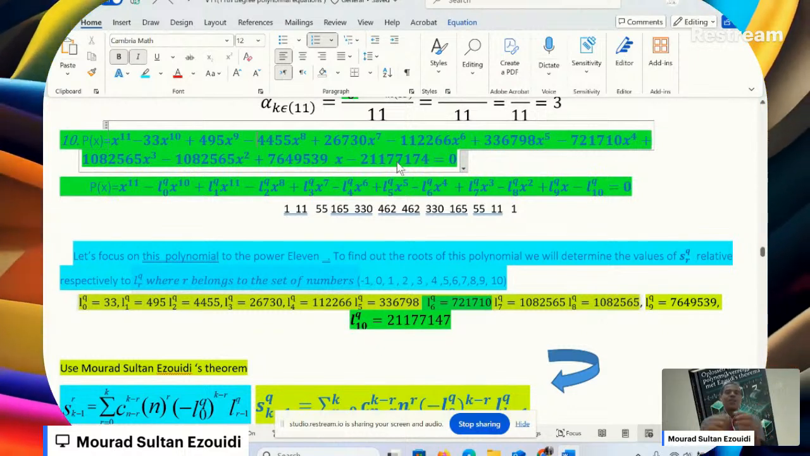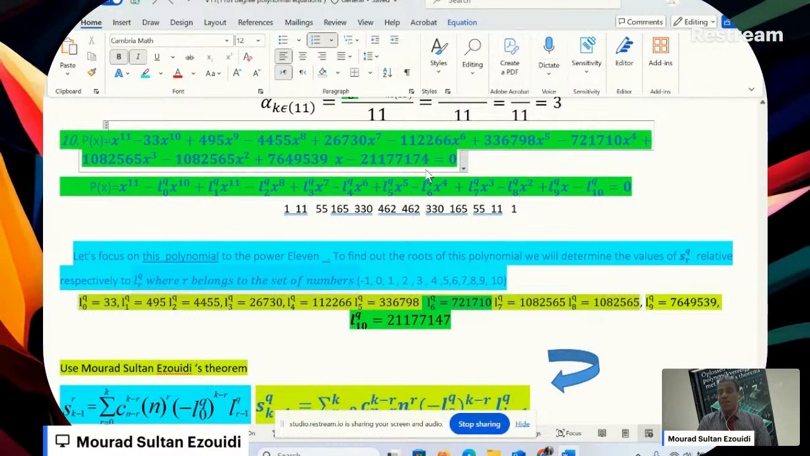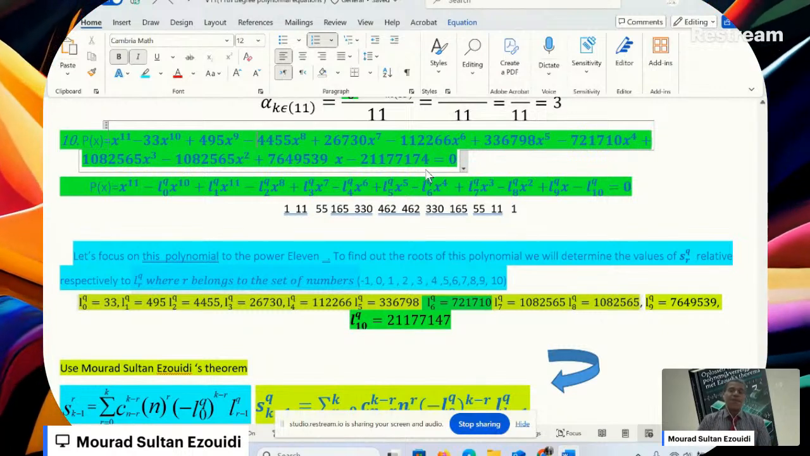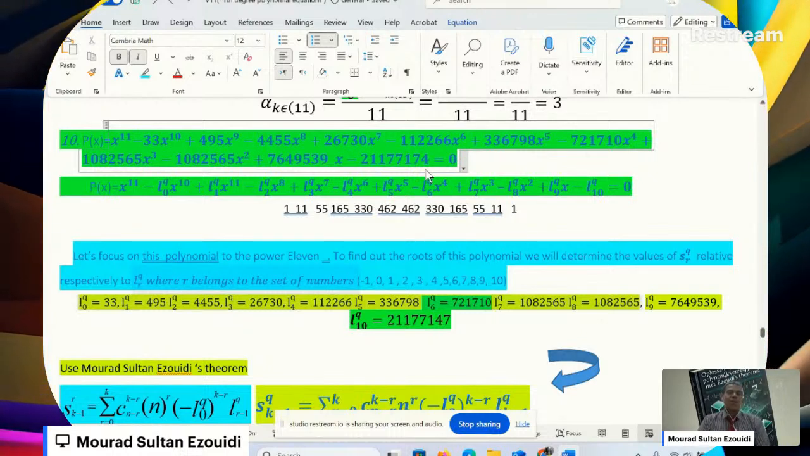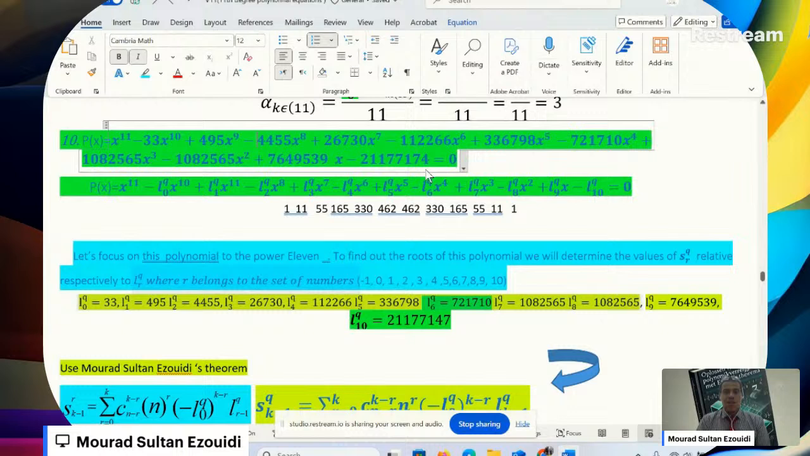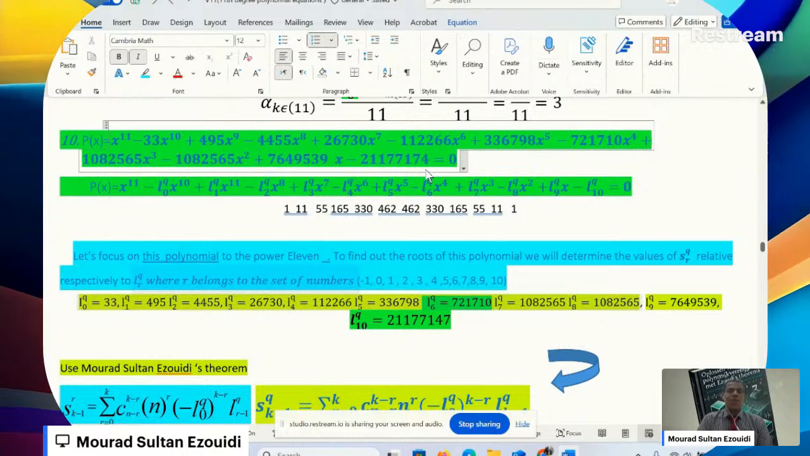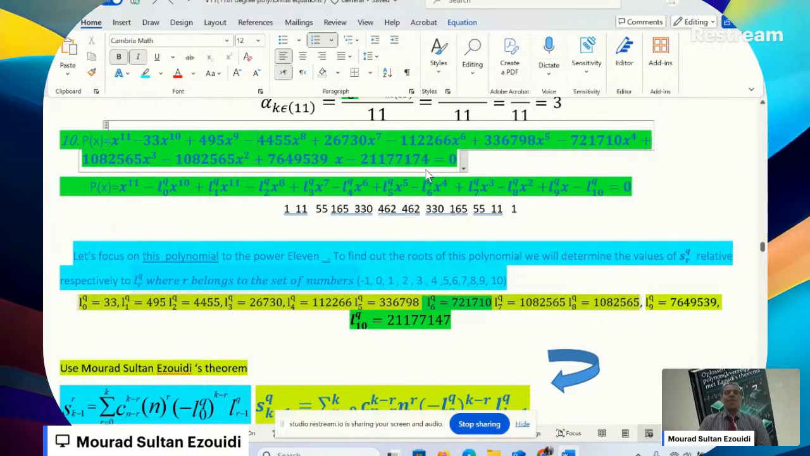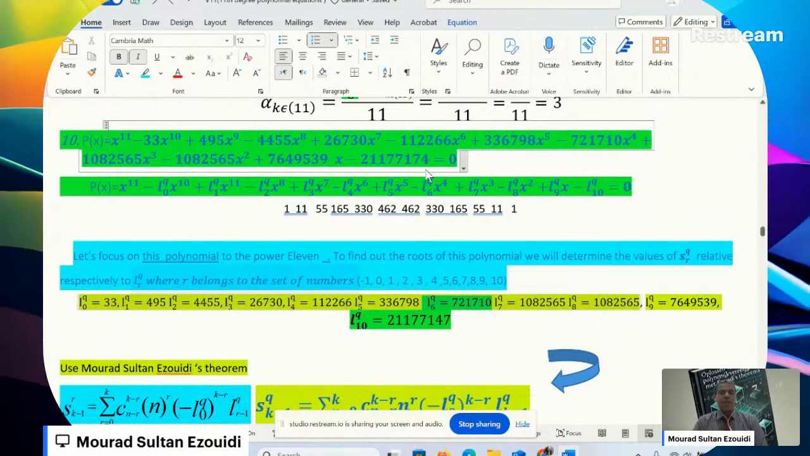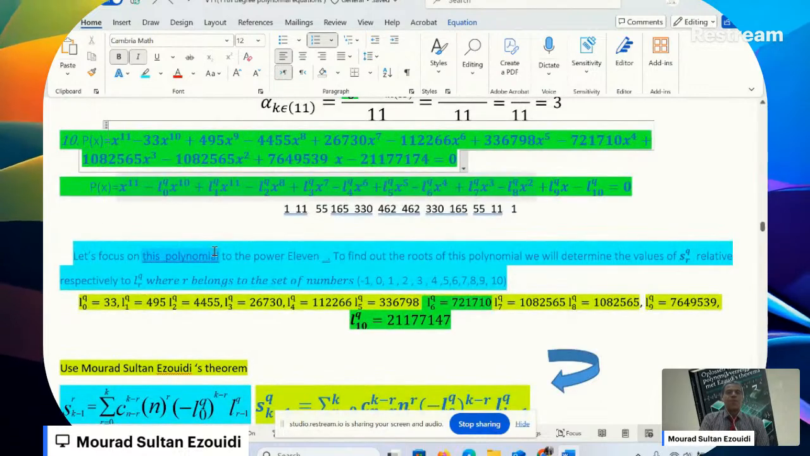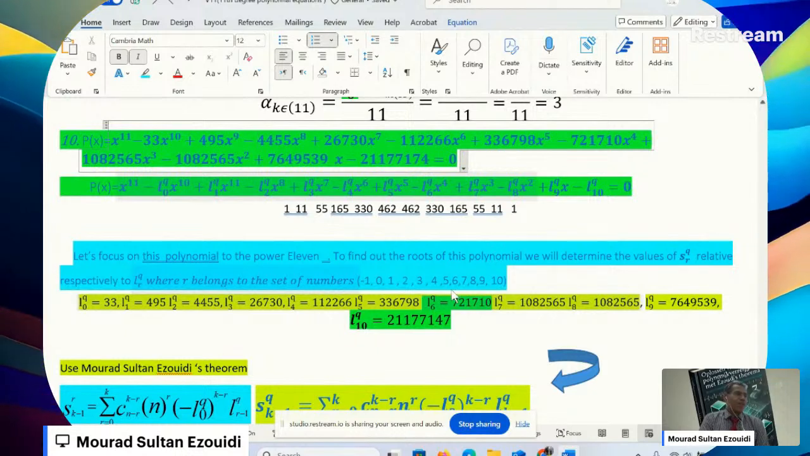This example is a counterexample to Abel's theorem, because Abel's theorem tells us that for degrees higher than 4, we cannot find a general formula to solve and get a radical solution. So here we will learn, professors, teachers, colleagues and learners, how you can apply Ezouidi's theorem and how this method can help you solve an equation of any degree, whatever the degree of the polynomial I worked with. So let's focus on this polynomial to the power 11.